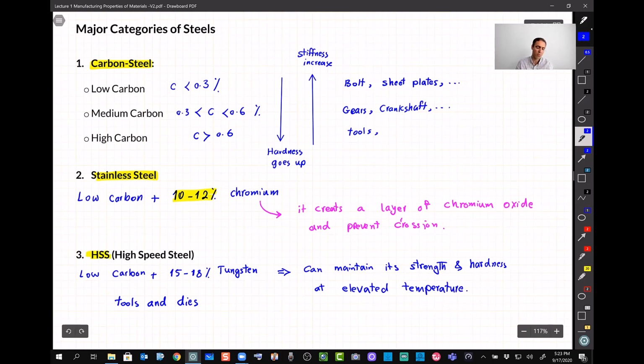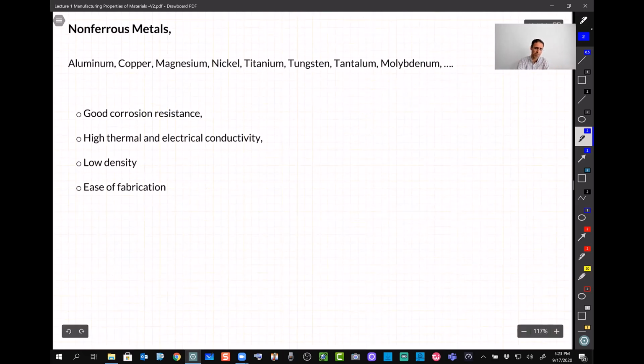All right, so again, as a general rule, three types of steels: carbon steel, stainless steel, and high-speed steel. And now you know the difference. Is there any question before I go to the next part? I take silence as there is no question, so let's move on.